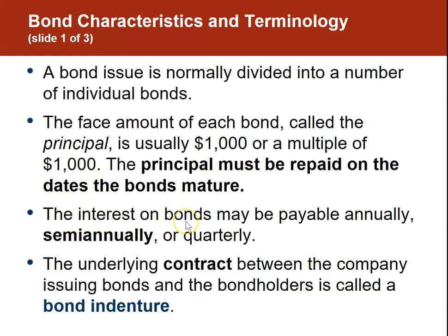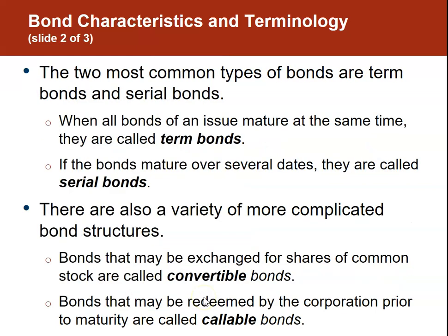And so the interest on bonds, it says may be payable annually, semi-annually, or quarterly. I went ahead and bolded semi-annually, that is roughly every 6 months, because that is the most common thing that you'll see. A little bit of vocabulary here. The underlying contract between the company issuing the bonds, which is actually the debtor, and the bondholders, the creditors, is called a bond indenture. So when we see bond indenture, we need to associate that with a formal contract.